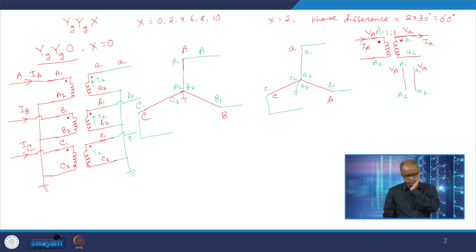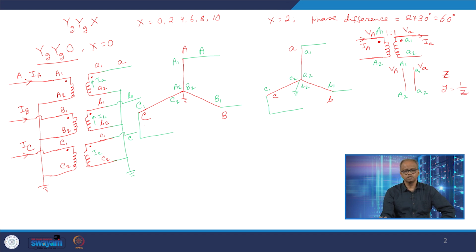Now, with this connection, how do I proceed? Here we have to again understand a very simple thing, or rather it is a recollection of a very simple thing. For this transformer, if I say that the per unit leakage impedance is Z, then obviously the per unit leakage admittance is Y, where Y is nothing but 1 by Z.